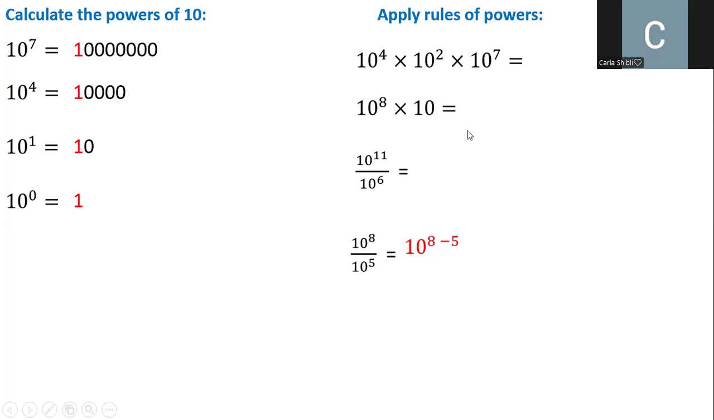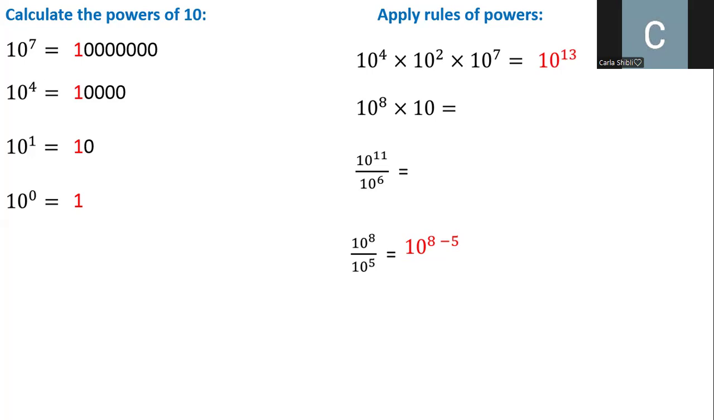Let's apply rules of power on powers of 10. In the first example, we have 10 to the power 4 times 10 squared times 10 to the power 7. Which rule of power do I apply here? Multiplication, same bases, different exponents. So I keep the base 10 and I add the exponents. 4 plus 2 is 6, 6 plus 7 is 13. So 10 to the power 13.